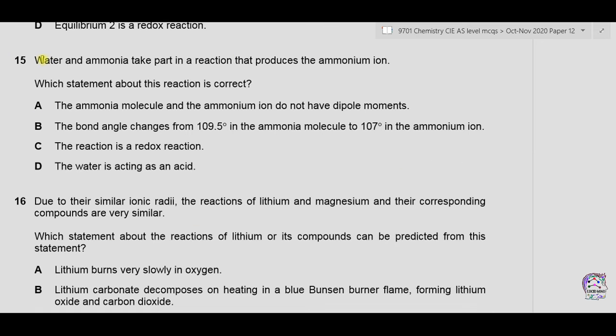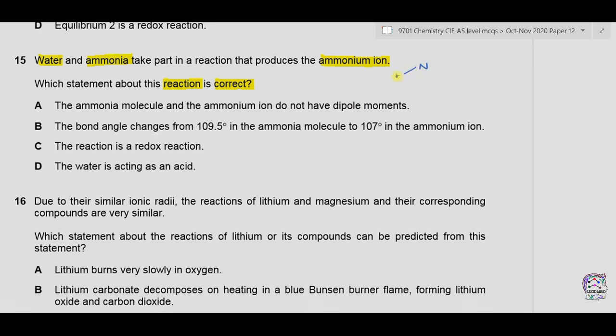Question number 15. Water and ammonia take part in a reaction that produces the ammonium ion. Which statement about this reaction is correct? A. The ammonia molecule and the ammonium ion do not have dipole moments. Let's draw the structure of both.